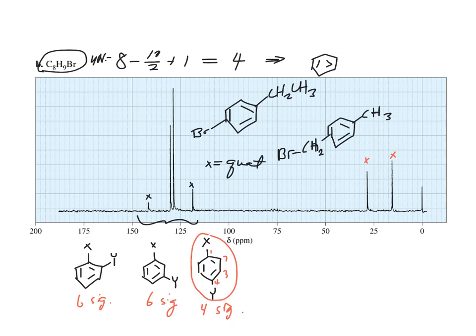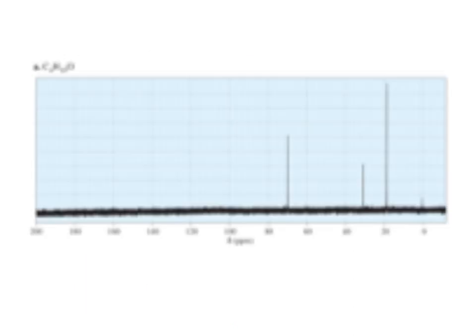Of course, if we had a proton NMR to go along with this, we could easily tell the difference between these two. In the proton NMR, we would see this ethyl group, a quartet and a triplet. And if we had the proton NMR of this one, we'd have the methyl and the methylene, the CH2 group, both as singlets. So that would be easy. All right, one more.